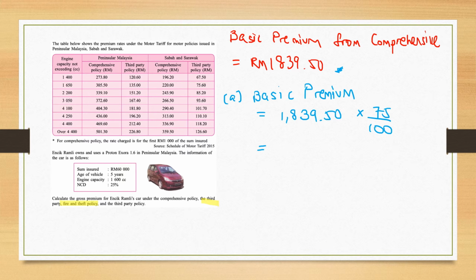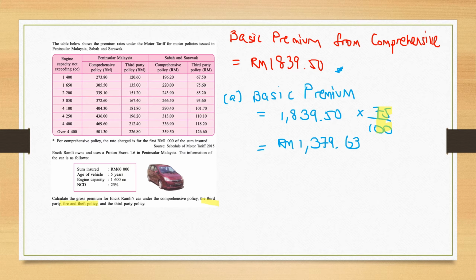And that answer would be RM1379.63. Now you might be wondering where this 75% came about. Take note of this. When you do any question related to the third-party fire and theft policy and to calculate the basic premium, this figure is not given anywhere. It is not given in the table and not given in the question. So this is something you just need to be aware of, and in any question related to this topic, you remember to times 75%. This is something you need to be absolutely aware of.